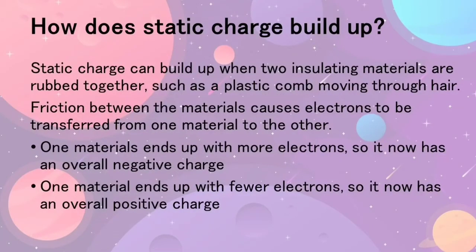And how does static charge build up? Static charge can build up when two insulating materials are rubbed together, such as plastic moving through air, and friction between the materials causes electrons to be transferred from one material to the other. Number 1, one material ends up with more electrons, so it now has an overall negative charge. And number 2, one material ends up with fewer electrons, so it now has an overall positive charge.